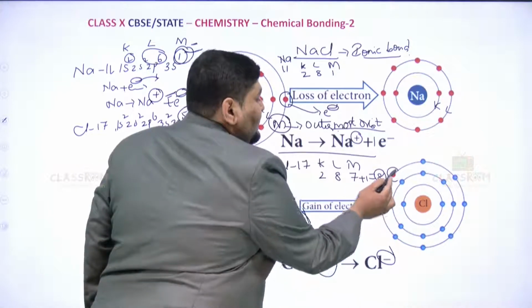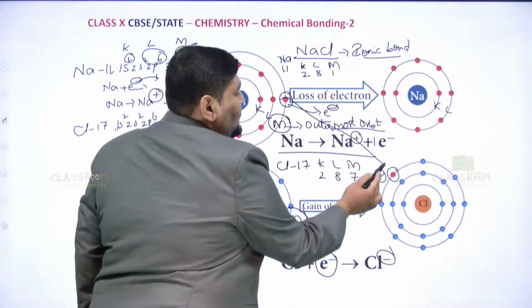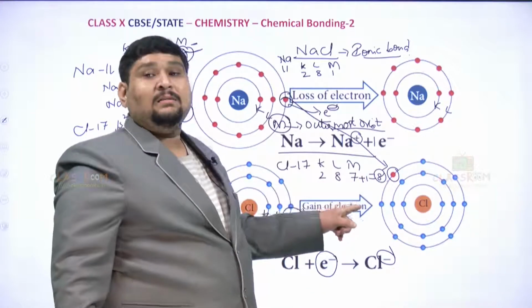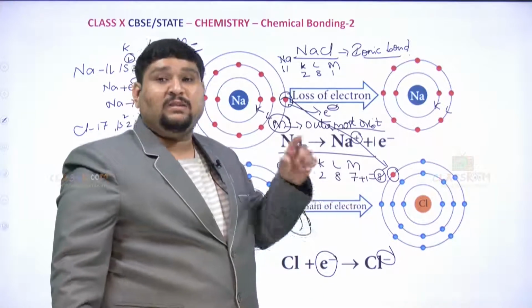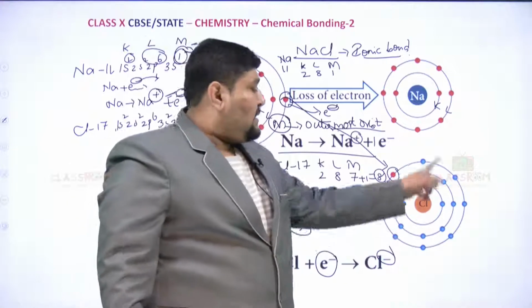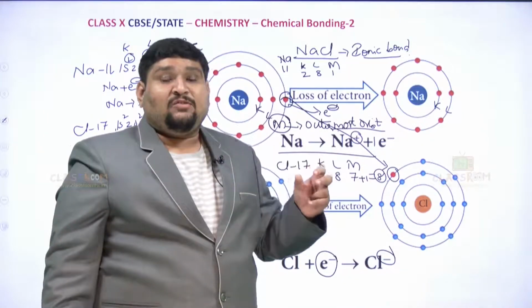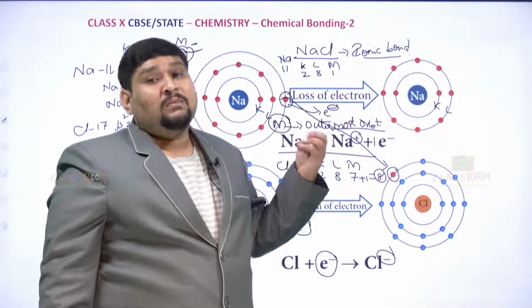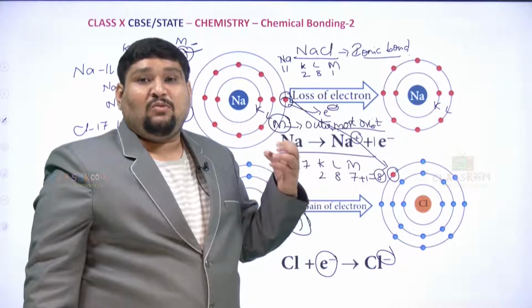So that one electron which was given out is acquired by the chlorine atom, which tries to be stable by having its outermost shell filled with 8 electrons, according to our octet rule.